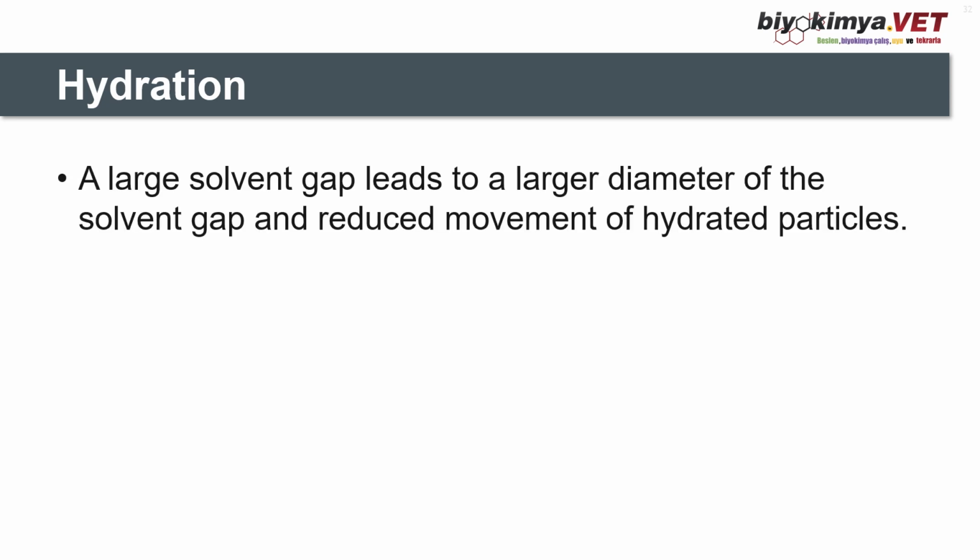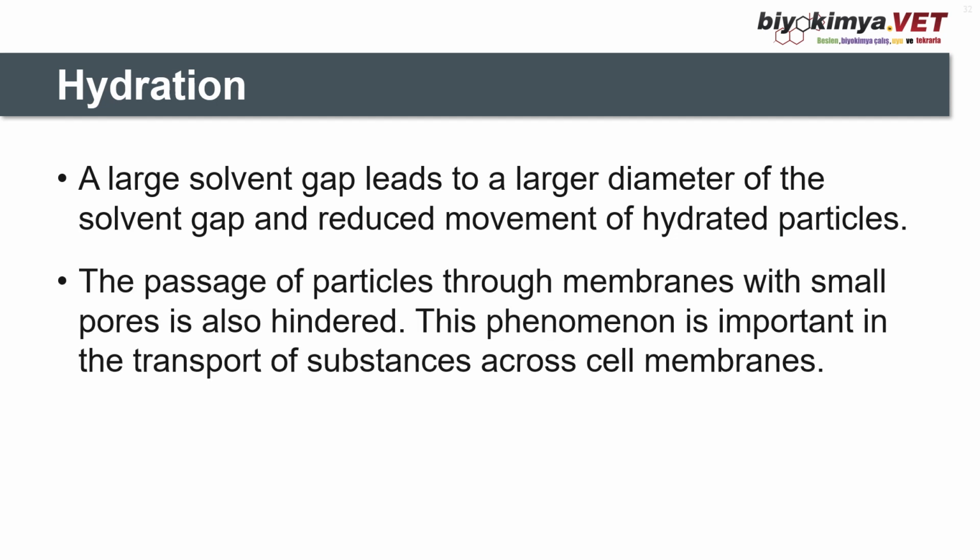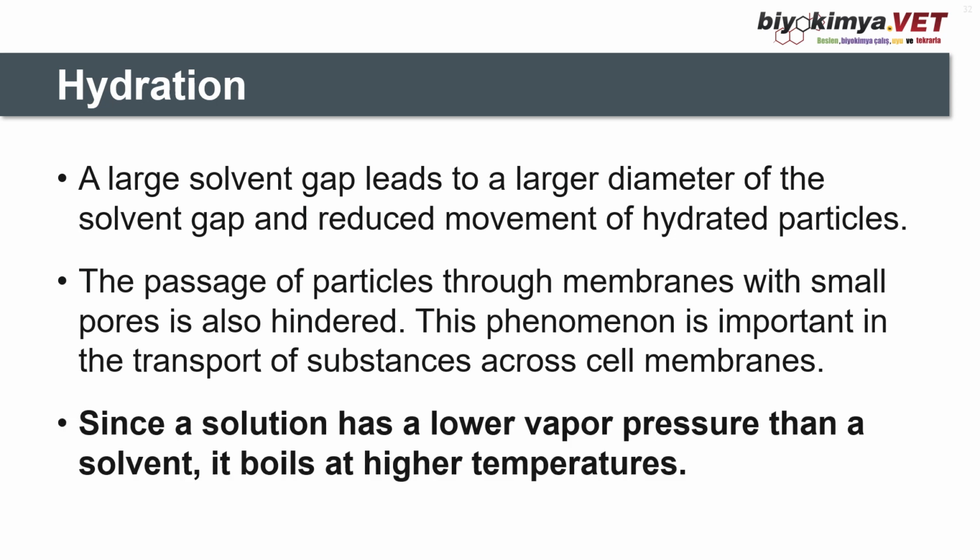A large solvent shell leads to a larger diameter and reduced movement of hydrated particles. The passage of particles through membranes with small pores is also hindered. This phenomenon is important in the transport of substances across cell membranes. Since a solution has a lower vapor pressure than a solvent, it boils at a higher temperature. The boiling point rise of a solvent is directly proportional to the number of particles dissolved in the solvent. And the same is true for the freezing point drop. A solution freezes at lower temperatures than a pure solvent.